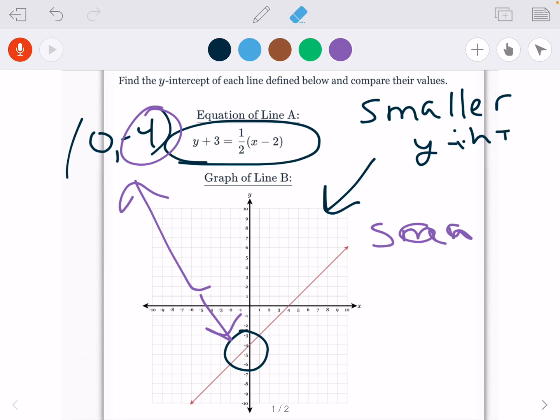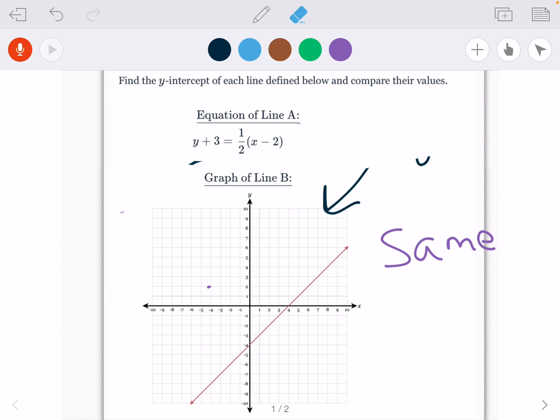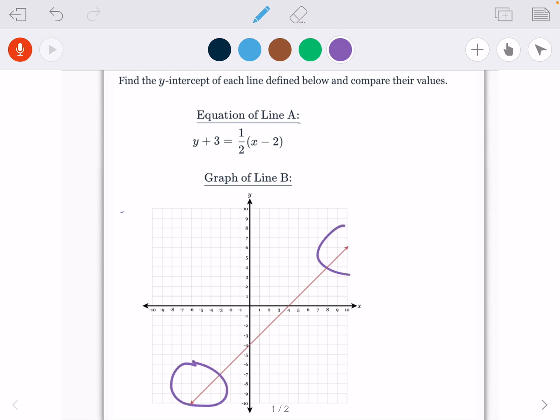Boy, I'm having trouble spelling here today. So they are the same. Their y values are the same. So if you're comparing that, that's what you would get. But what if it says, I want you to compare not the y value, but the end behavior? And remember, the end behavior is what it's doing on the left side and the right side.